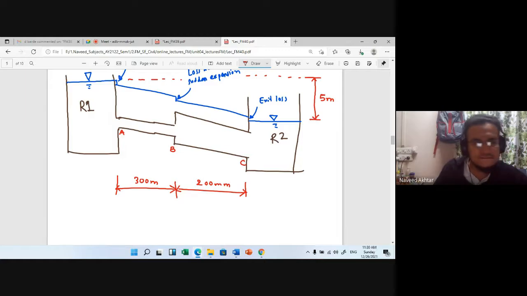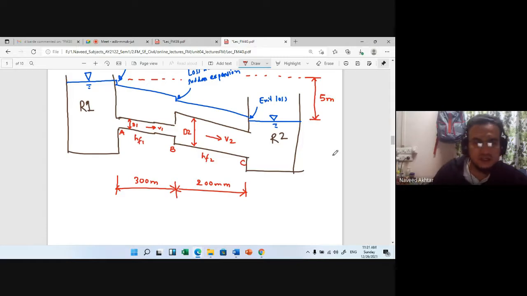Okay, and the major losses are HF1, HF2. So now you can see how many losses there are in this pipe. Here you can see this diameter is D1, velocity V1, and this pipe diameter is D2, moving with the velocity V2. Okay, this is the figure you can draw.